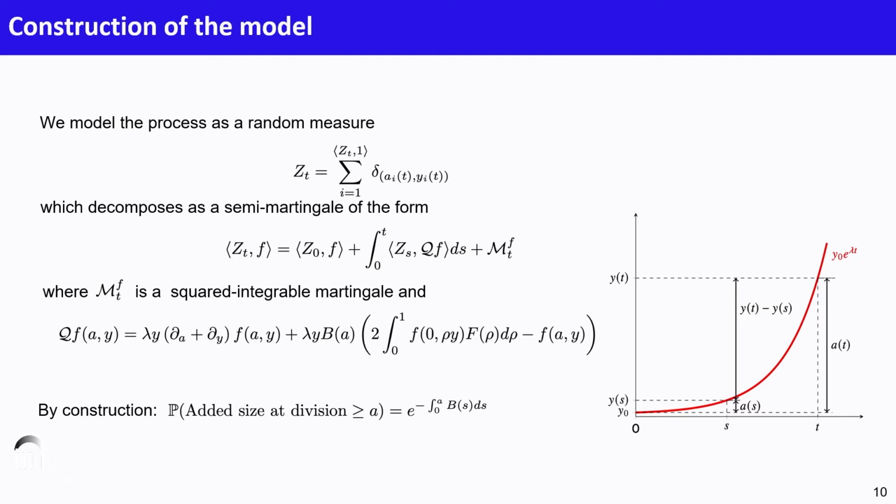That appears because by construction, I told you that I wanted to fix the law of the added size at division. So if I said, for instance, that I want my distribution function of the added size at division follows this sort of exponential generalization. So I can interpret that.